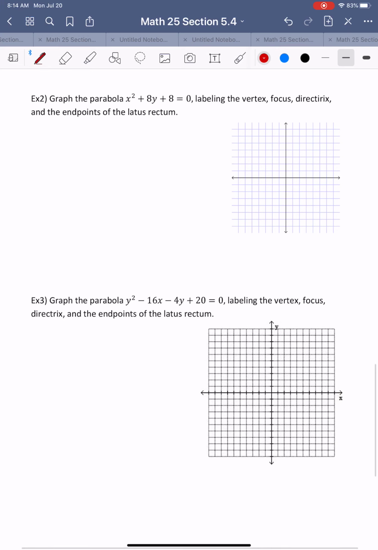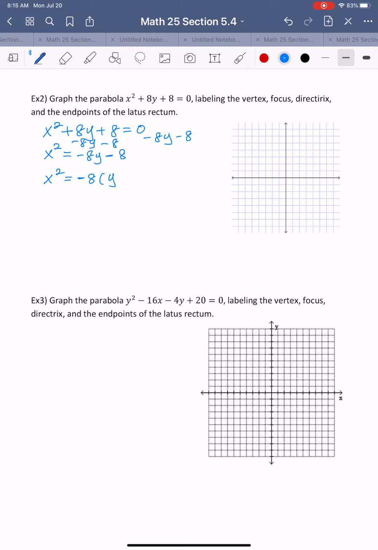So all right, but this time we need to make the standard form. So x squared plus 8y plus 8 equals 0. I'm going to leave the x squared on the left and then subtract the 8y on both sides. Subtract the 8 on both sides. I got -8y minus 8. And then x squared equals... I need to factor out the -8 because I need to keep the y with coefficient 1. And then this becomes y plus 1.